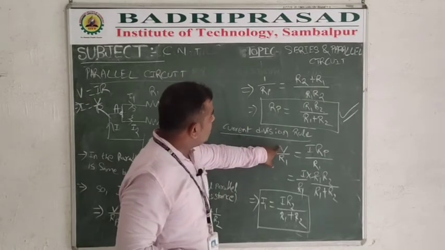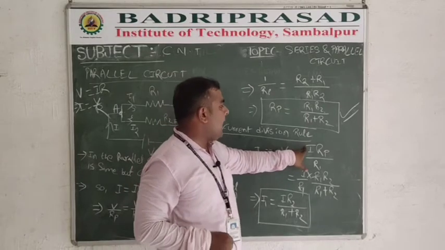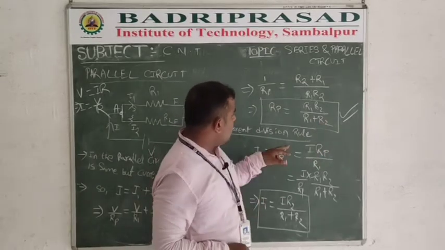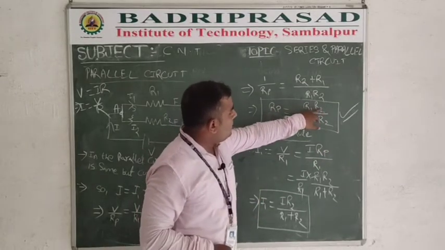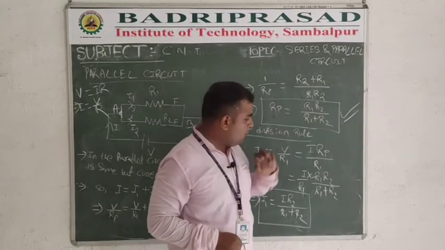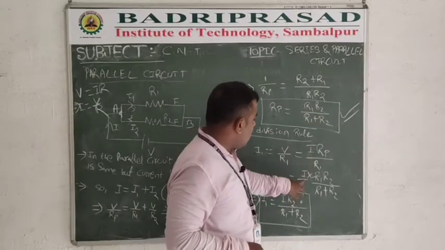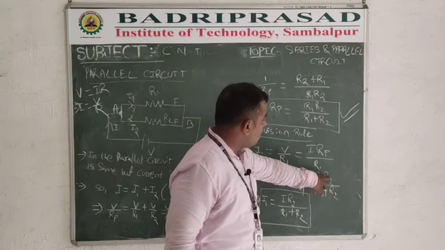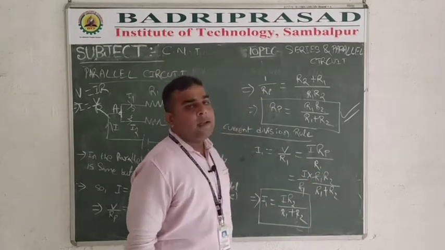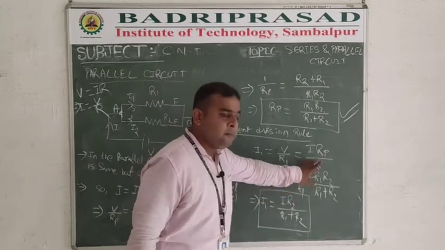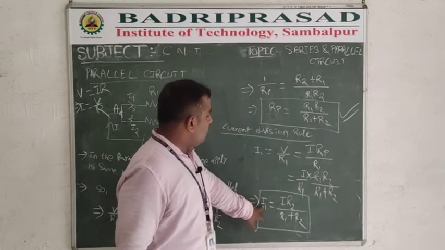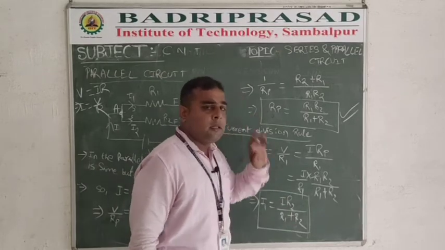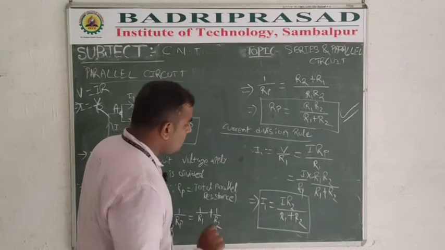So I1 is equal to V by R1, and in place of V you can write I into Rp, that is total current into total parallel resistance. Again we know that Rp is equal to R1 into R2 divided by R1 plus R2. Replacing Rp with R1 into R2 by R1 plus R2, R1 will cancel out. Now I1 is equal to I R2 divided by R1 plus R2.